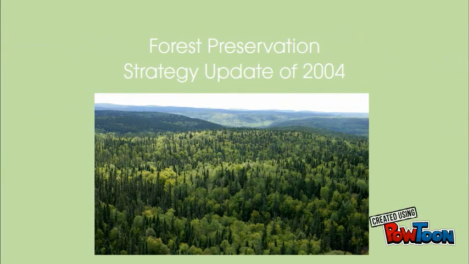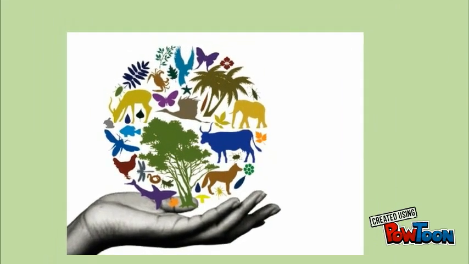And the Forest Preservation Strategy Update of 2004 outlines goals for improving and increasing forested areas, tree canopy, and street trees. Together, we can work to restore the beautiful and unique species on Earth.